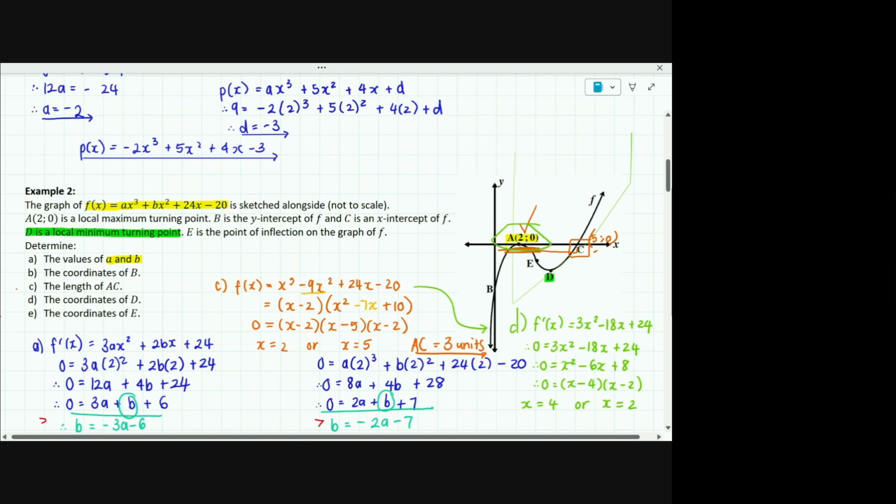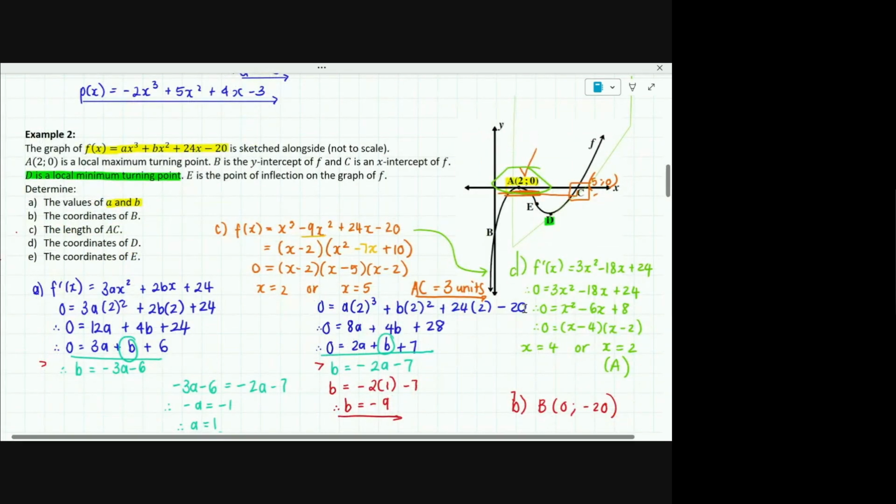Now we already have the positive 2 one. That's at A. So we don't need to deal with that. But I do need to deal with this 4. Now remember, what you're going to do is substitute this back into your original. So f of 4 is equal to 4 cubed minus 9 times 4 squared plus 24 times 4 minus 20. Once you do that, you get negative 4. And so that means our turning point D is at (4, -4).